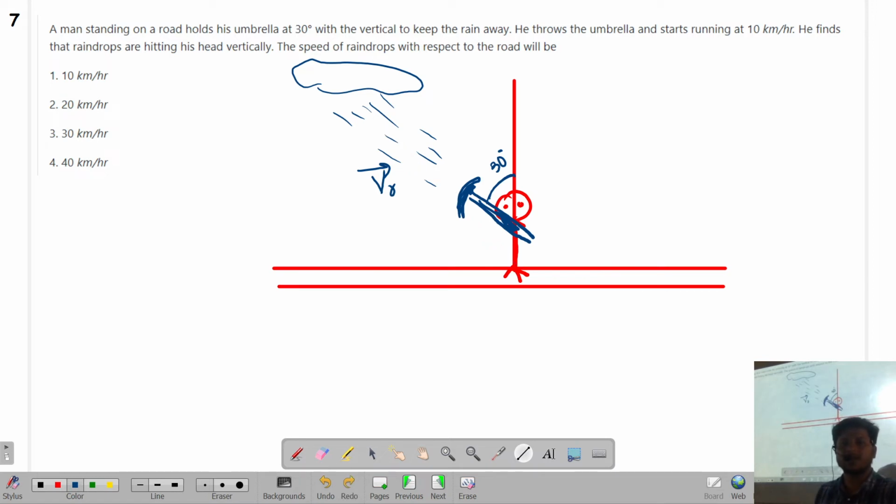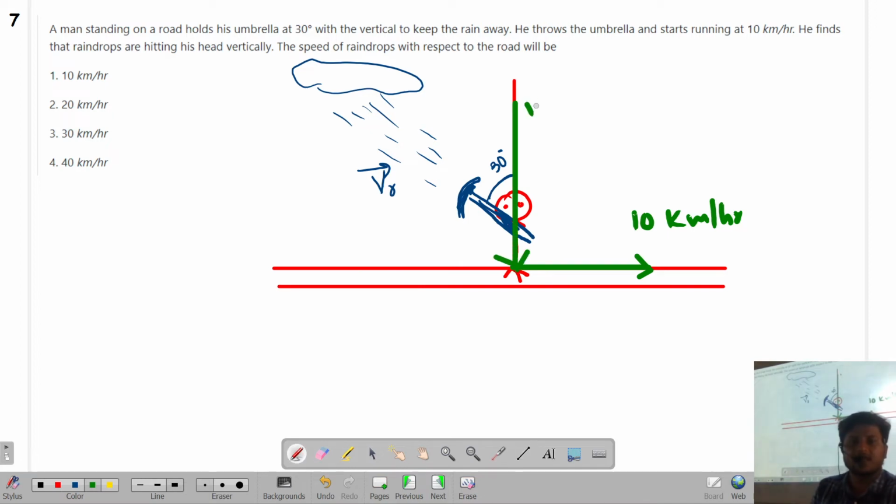Next, what is happening? The person starts to run at 10 km per hour and he finds that the rain is hitting at what angle this time? Vertically, when the person starts to run with speed of 10 km per hour. So can you deduce the equation from this? When the man starts to run, this is the velocity of man, 10 km per hour. What has happened? Rain has started hitting him vertically.